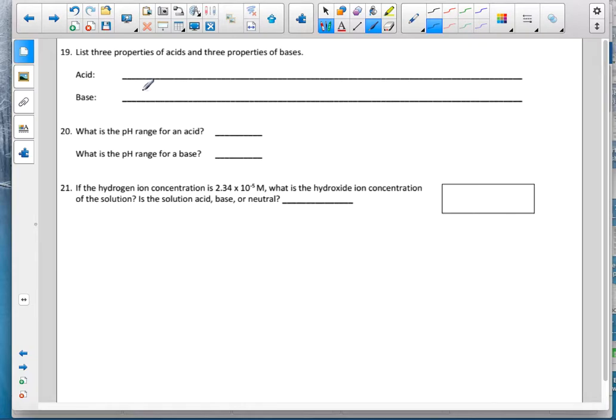Next one. Properties of acids and bases. You can just look those up in your notes. pH range for an acid is going to be 1 to like 6.9999. pH range for a base is going to be like 7.0001 to like a little bit past 14.